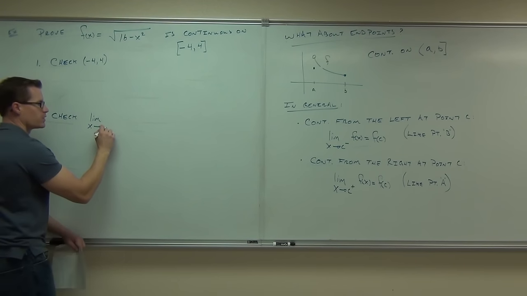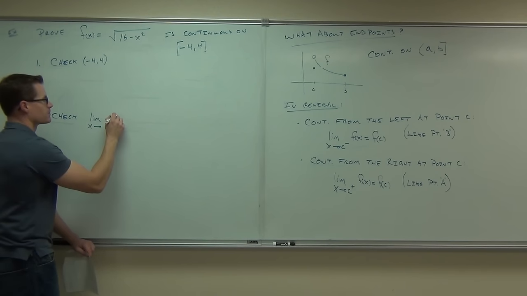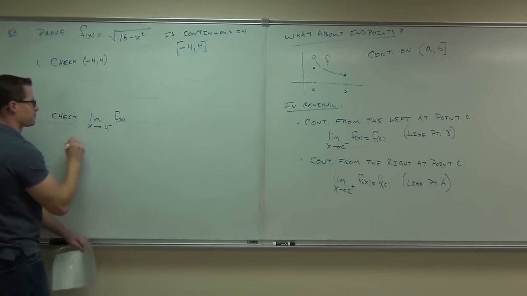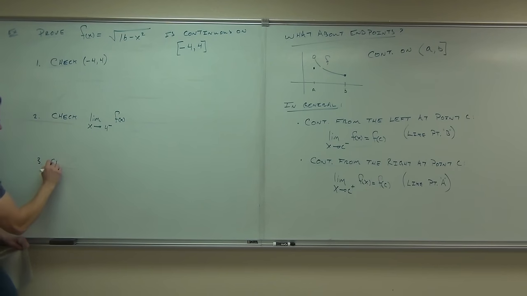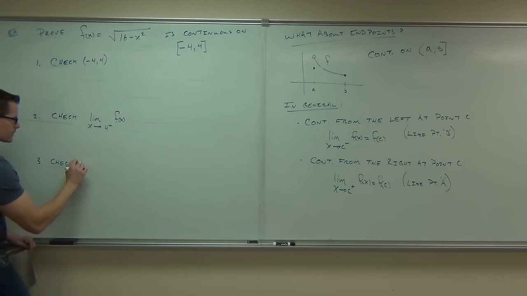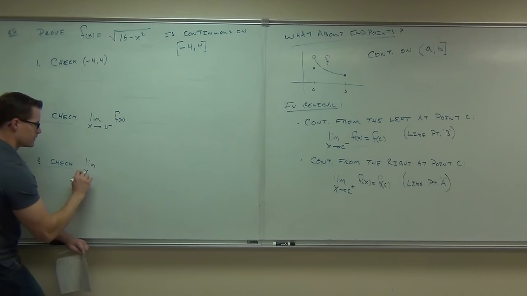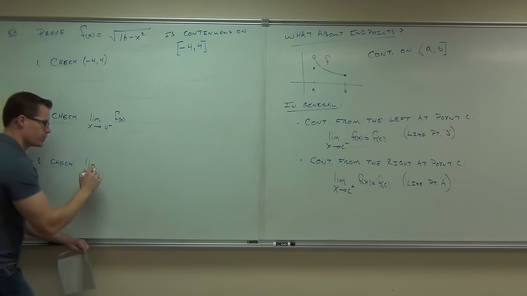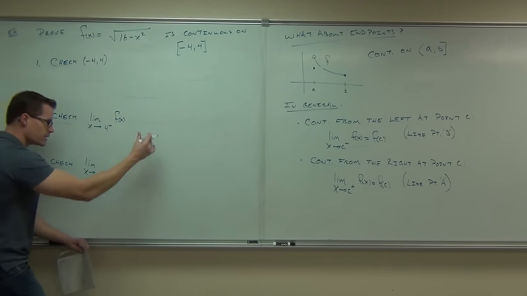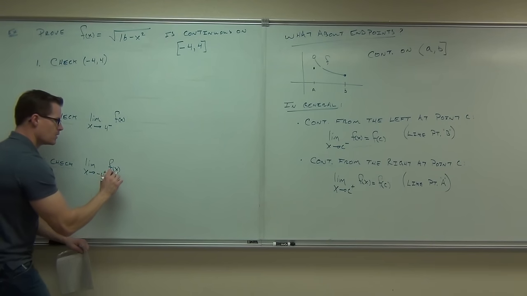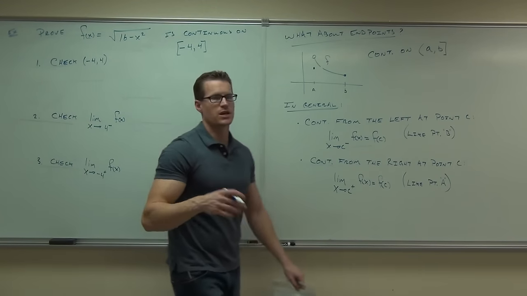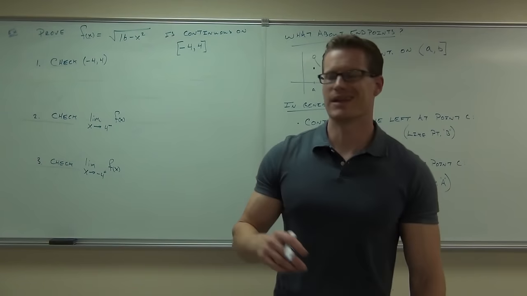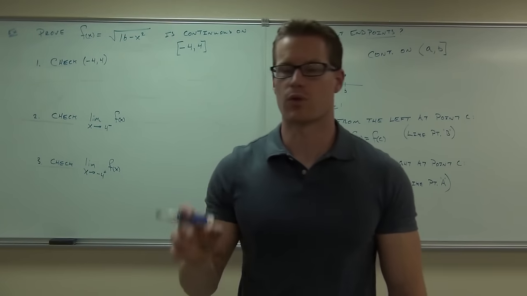So the right endpoint would be positive 4 from the left. The left endpoint would be negative 4 from the right, because you're going from the right on that. We'll figure out how to do this next time. I'll show you each little piece of this, and we'll determine that it is, in fact, continuous from negative 4 to 4 inclusively.